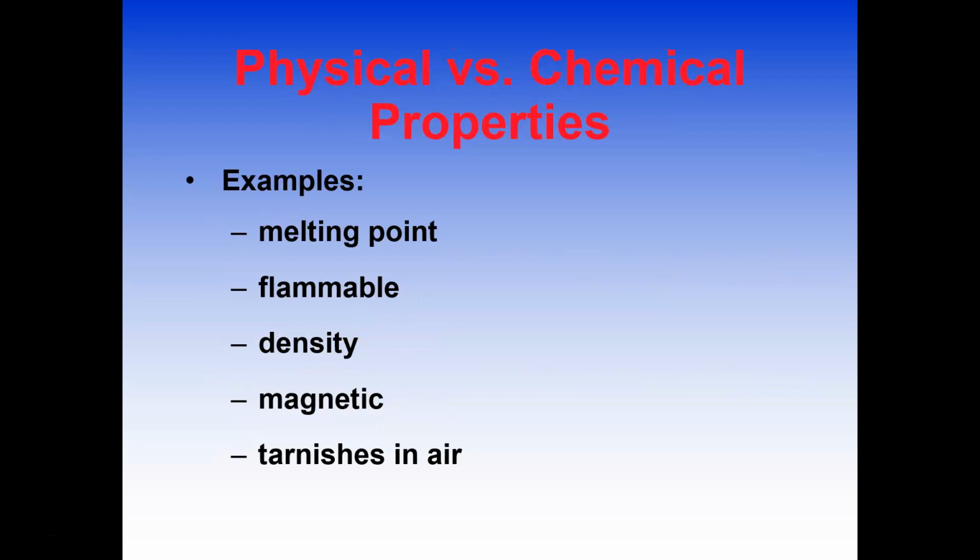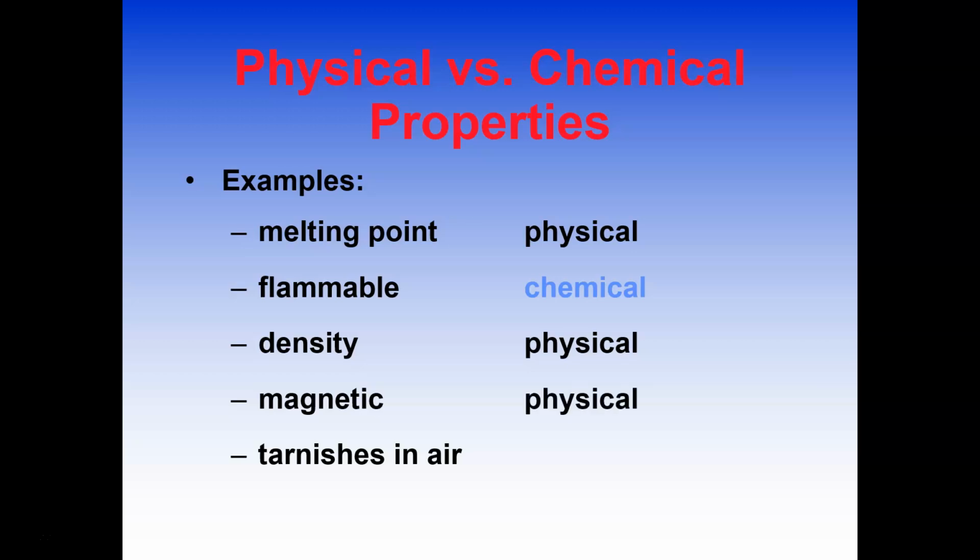So let's compare physical versus chemical properties. Some examples. Melting point. That is a physical property. Phase changes are always physical properties. Flammable, whether it can catch on fire or not. That is a chemical property. Density, I've mentioned it twice now. It is a physical property. Now, I didn't mention this one. Magnetic. So whether it can attract other metals or not. That is a physical property.